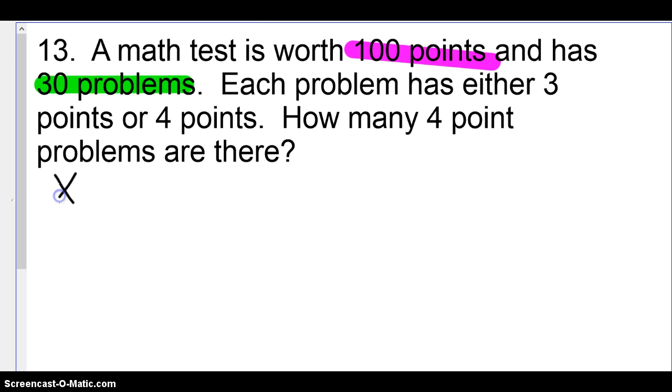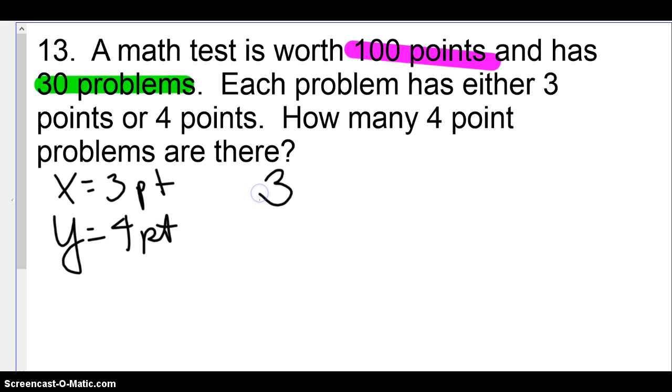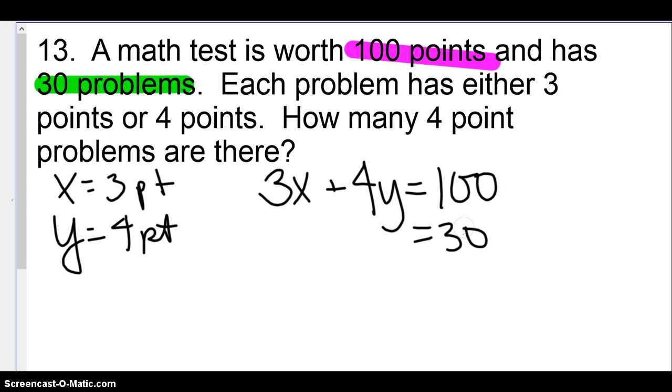So I'm going to say we've got an x and a y, and I'm just going to say the x are the 3-point problems. The y is the 4-point problems. If that's the case, 3 points for every x, there's x 3-pointers, there's y 4-pointers, and altogether that equals up to 100 points. We also know that there's 30 questions, and we know that together the 3-pointers and the 4-pointers equal 30. So that's where we're going to start. You had to write them first.